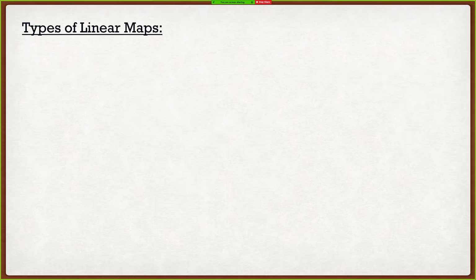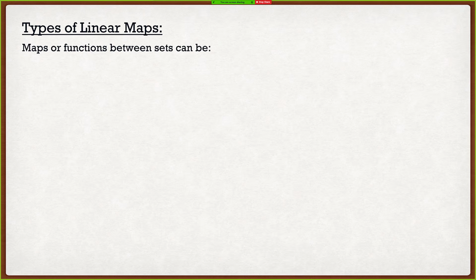All right, so let's look at the types of linear maps. This is where things may get a little bit confusing. Maps or functions between sets can be injective, which means each input has a unique output. These are going to sound really confusing, but I'm going to show you a little bit of pictures. Hopefully it'll make more sense. So the first one is injective. And I don't know why I put invective, but that should be injective.